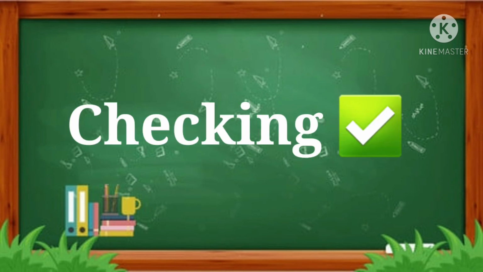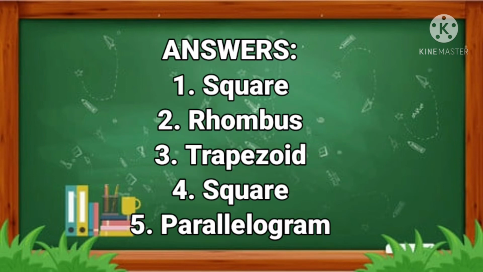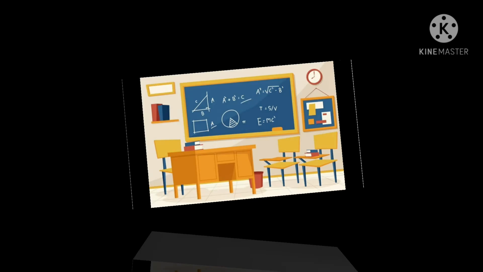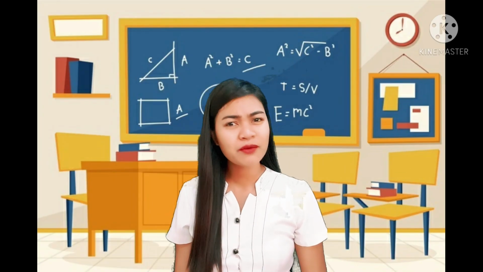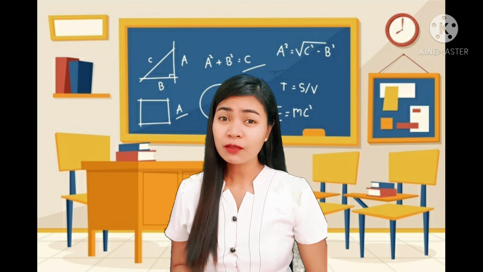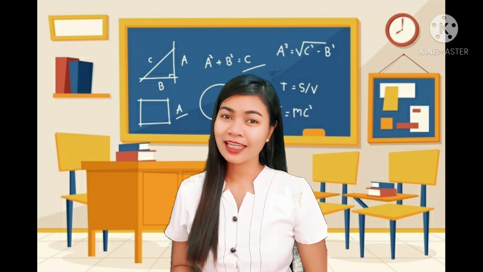Okay, so now let's check if your answers are correct. So for number 1, we have square. Number 2, rhombus. Number 3, trapezoid. Number 4, square. And number 5, parallelogram. Did you answer it correctly? Okay, very good. So now, for your assignment, I want you to create a tessellation.